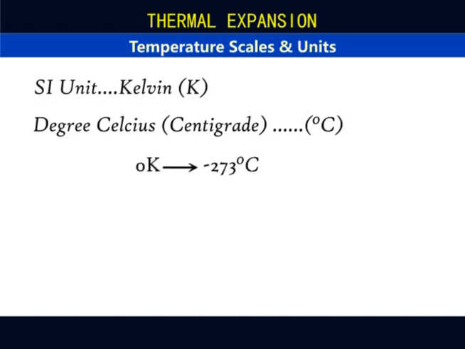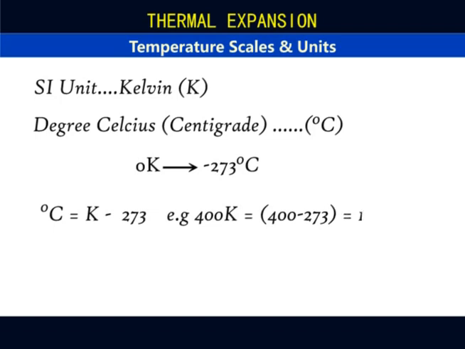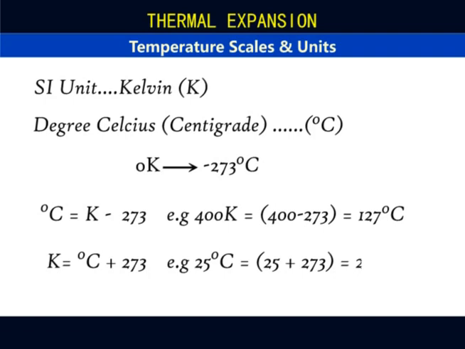0 Kelvin corresponds to negative 273 degrees Celsius. And so to convert temperature from Kelvin to degrees Celsius, we subtract 273. For example, 400 Kelvin is equal to 400 minus 273, which is 127 degrees Celsius. And to convert from degrees Celsius to Kelvin, we add 273. So 25 degrees Celsius is equal to 25 plus 273, that is equal to 298 Kelvin.